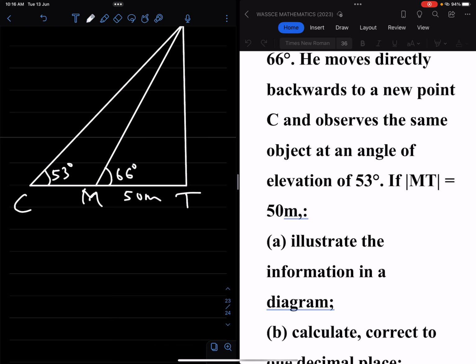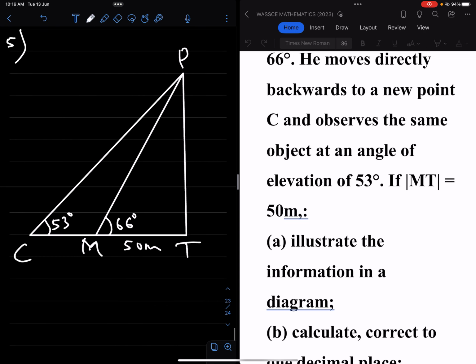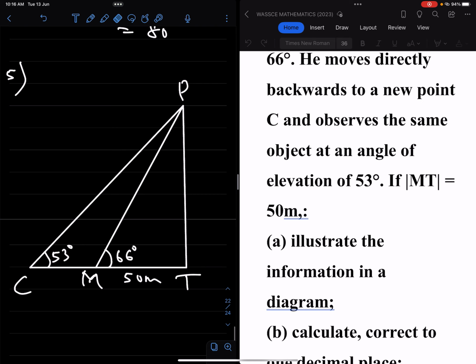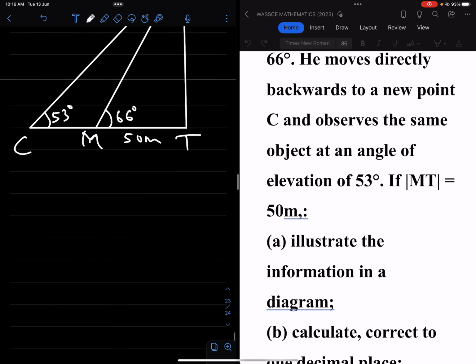Question A, illustrate the information in a diagram. That's what we just did. That's an illustration of the information. Now let's go to B. So this is question A. This is 5A. Now to B.